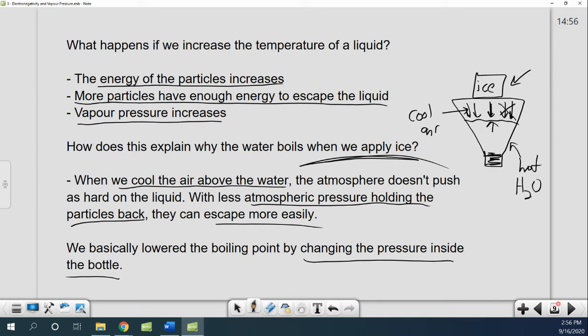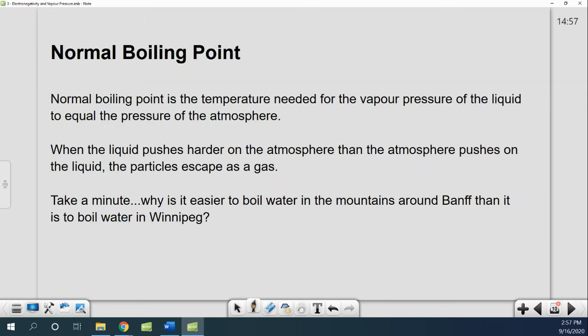So the ice does the opposite of that. It lowers the atmospheric pressure and then lowers the boiling point. So this water, let's say it was at 95 degrees, that won't boil with regular pressure. But if you reduce the pressure, all of a sudden that water starts boiling.